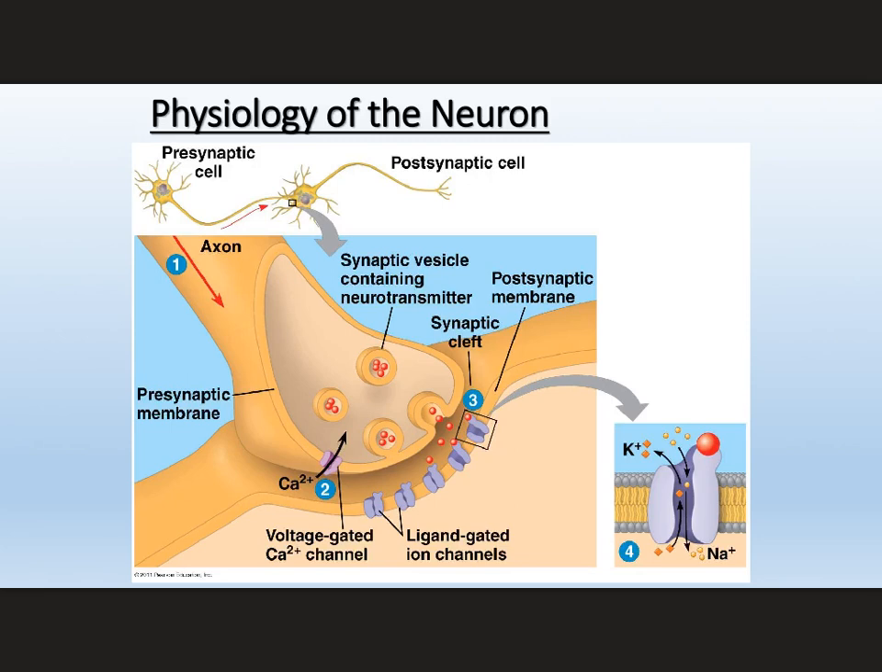So here's a better picture than my drawing. Again, got your axon coming down. As we mentioned, calcium would rush into this cell, which causes these vesicles to merge with the membrane, release their neurotransmitters, which then bind with our ligand-gated channels to have some effect on that target cell.